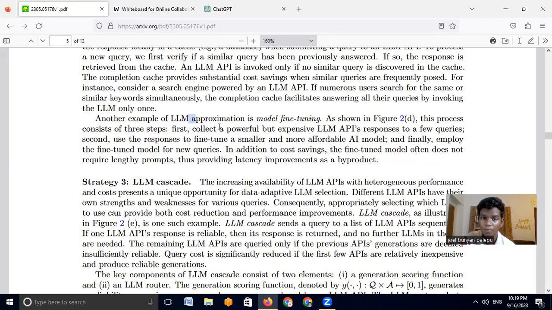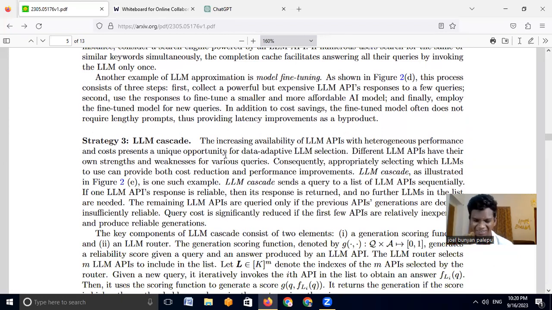Another example of LLM approximation is model fine-tuning. As shown in figure 2, this process consists of 3 steps. First, collect a powerful but expensive LLM API's response to a few queries. Second, use the responses to fine-tune a smaller and more affordable AI model. And finally, employ the fine-tuned model for new queries. Pretty simple, right?